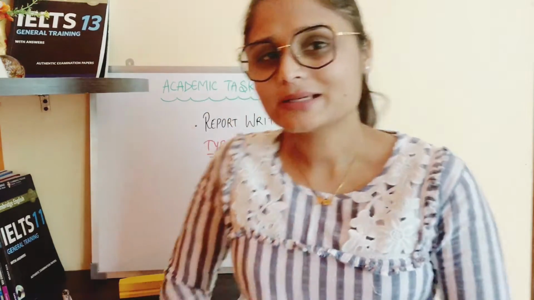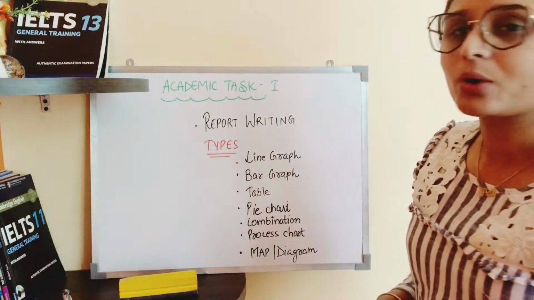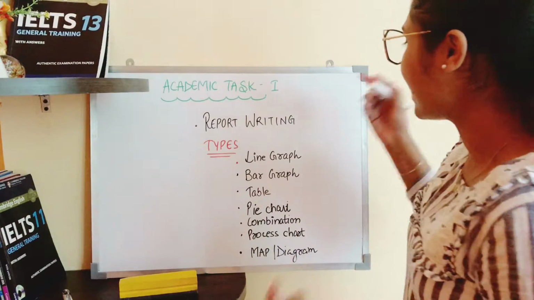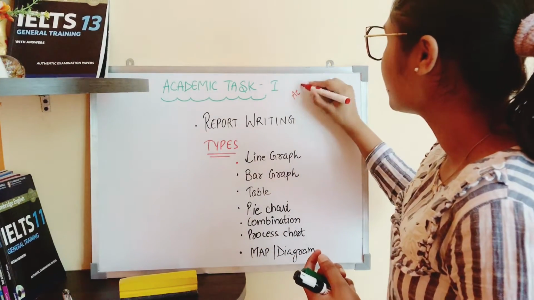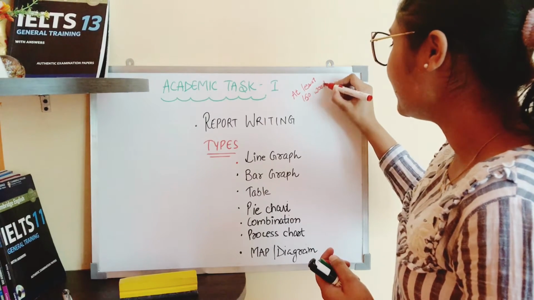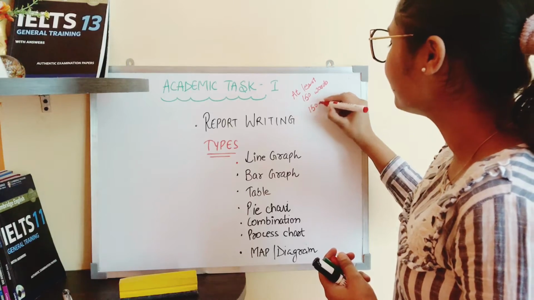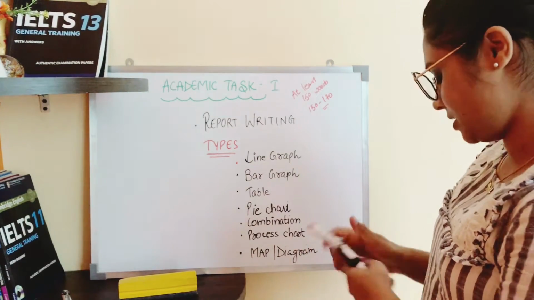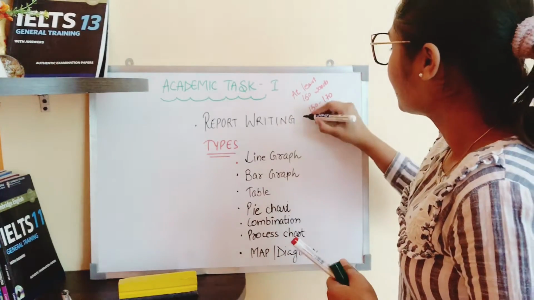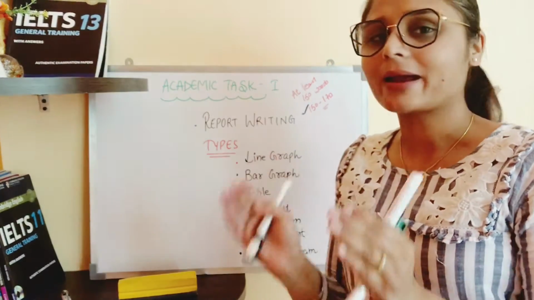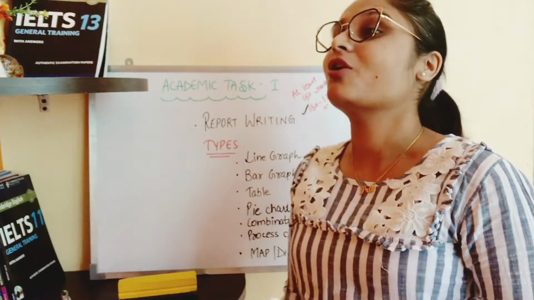So let's move to the academic task 1. So basically academic task 1 is what? It is report writing, in which we have to write at least 150 words. But even you can write 150 to 170 words, which would be appropriate to write. So basically report writing is the writing or the full explanation of the surveys.